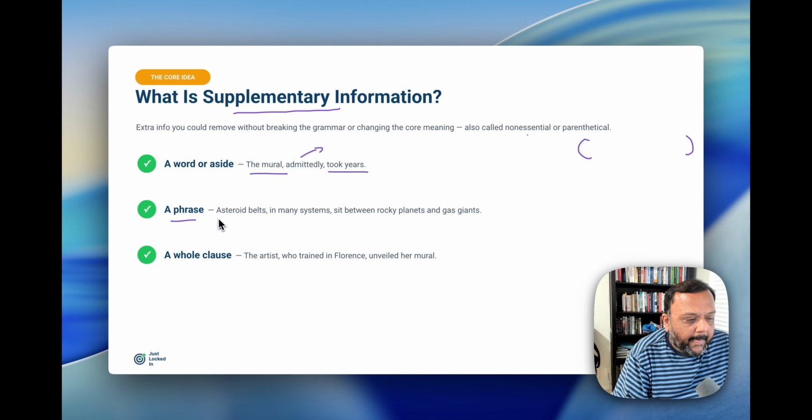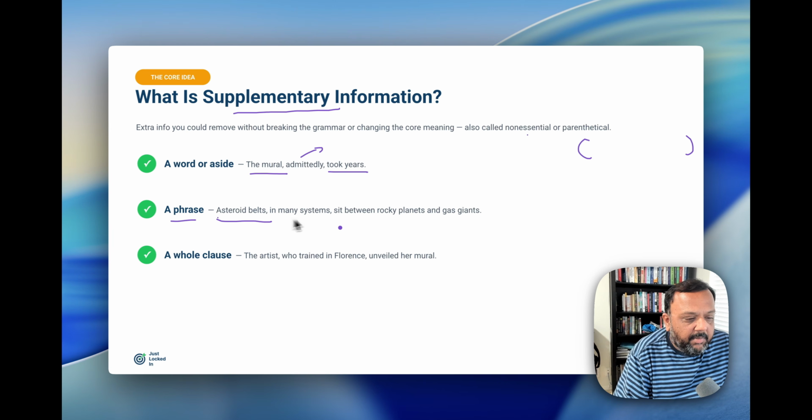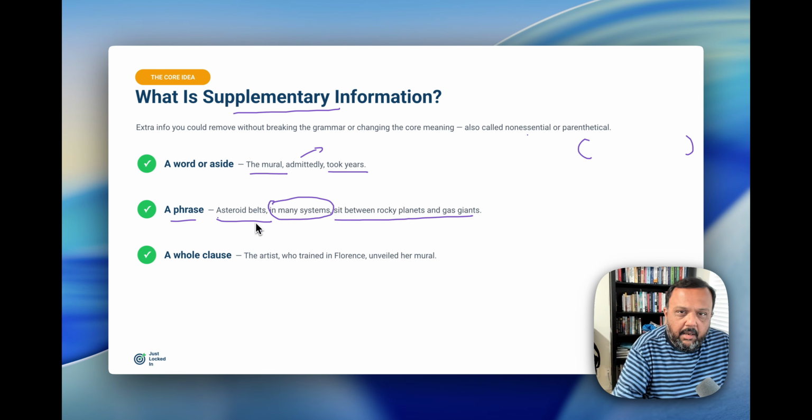Or it could be a phrase. For example, asteroid belts in many systems sit between rocky planets and gas giants. So the core idea is asteroid belts sit between rocky planets and gas giants. And in many systems just means that this is not just in our solar system, but in other systems as well. That's a message that it conveys, and this is strictly parenthetical. The core idea is not in this phrase.